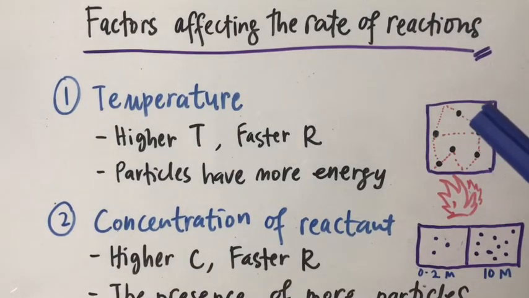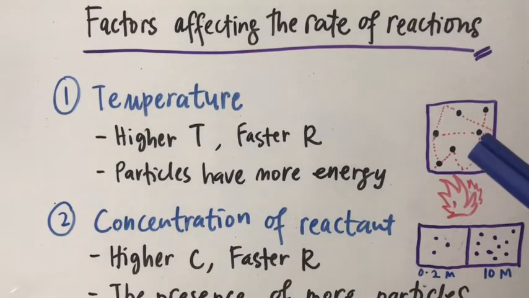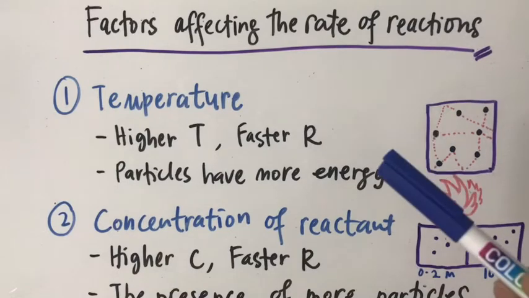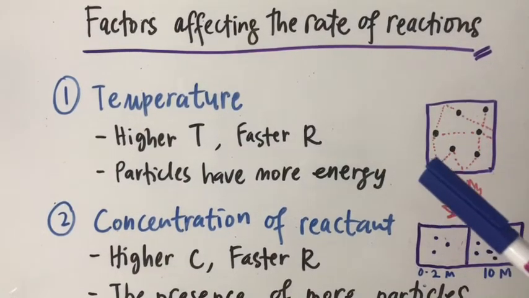In the system, there are more particles that can absorb the heat in the form of energy. When the particles absorb the energy, there will be bond breaking among the particles, and this will result in the frequent collisions among the particles with greater intensity.